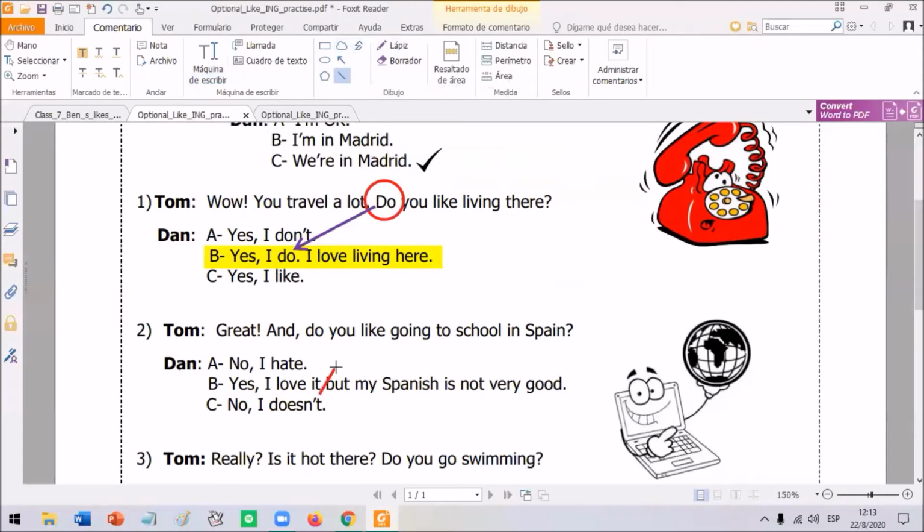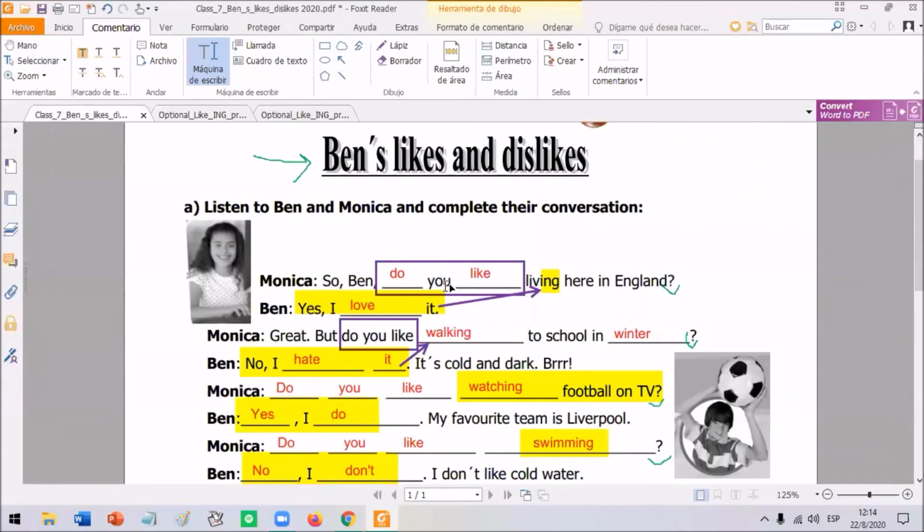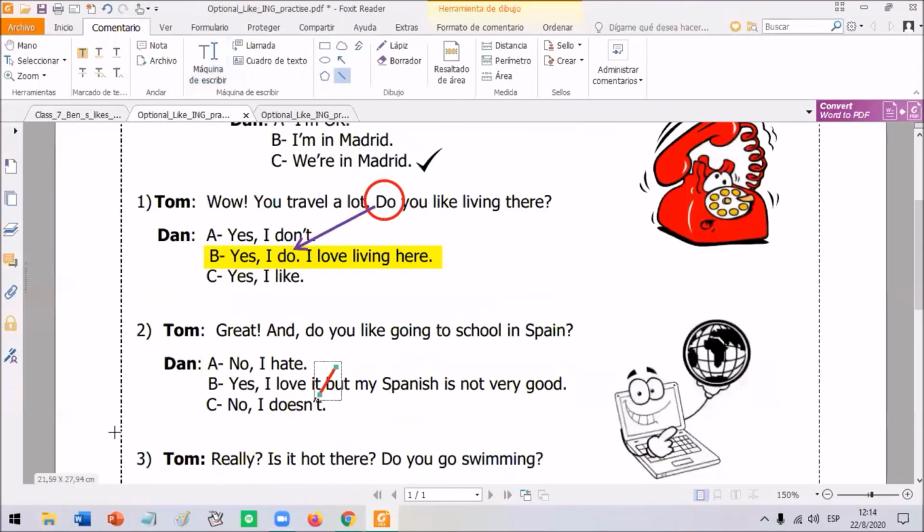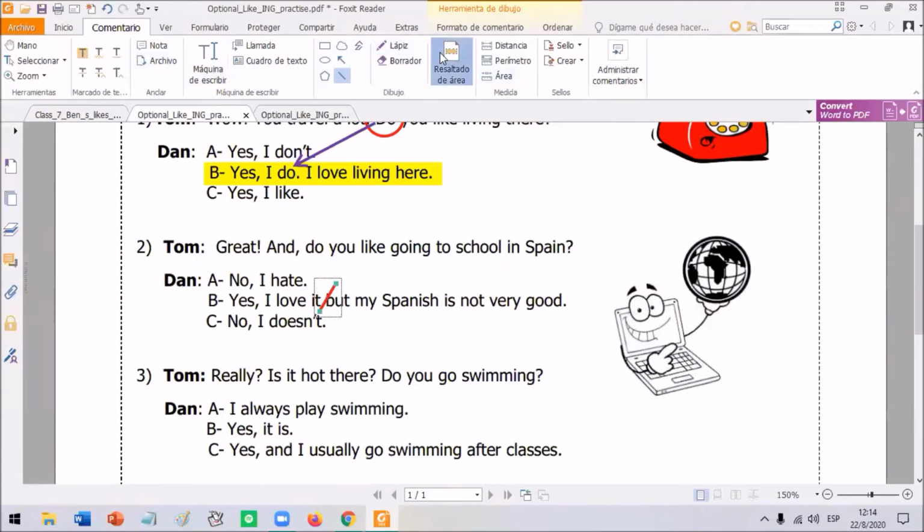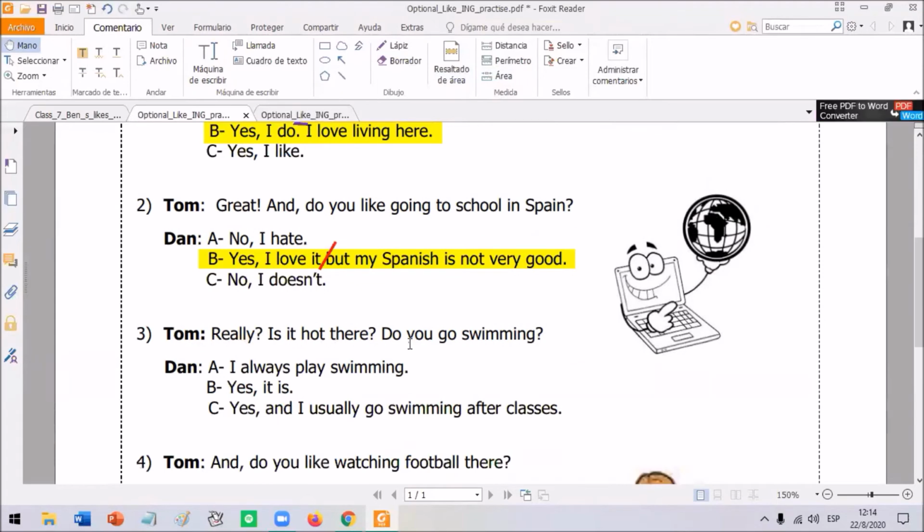Empieza respondiendo, yes, I love it. A lo que le preguntaron, do you like going to school in Spain? Yes, I love it. Me encanta, no dice solo yes, I do. Acuérdense, lo vimos antes en la fotocopia que hacíamos sobre Ben, ¿sí? Acá, do you like living here in England? Yes, I love it, ¿ok? Acá hace algo parecido, Dan, y agrega, but my Spanish is not very good. So, let's highlight this correct option, option B.